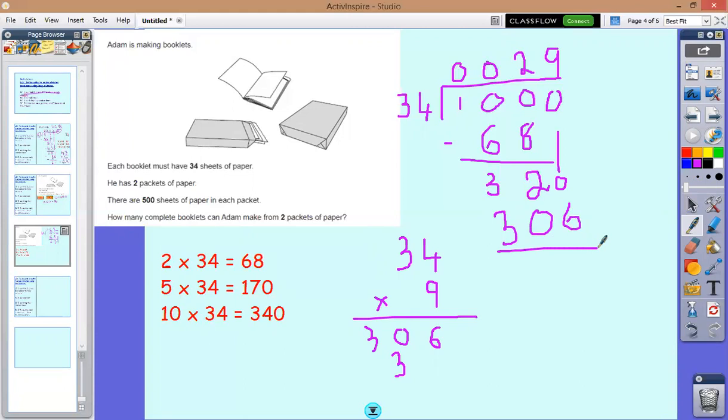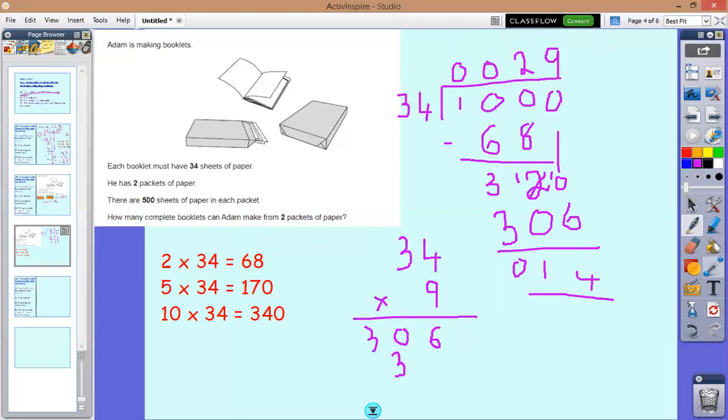Okay. And I can borrow from here. So then 10 take away 6 is 4, 1, and 0. Okay, so that's my remainder, 14 left over. However, this one you don't need to know what the remainder is. Because if you read the question, it says, how many complete booklets can Adam make from 2 packets of paper? So he can make 29 complete ones because that's what 34 into 1,000 goes with 14 sheets of paper left.